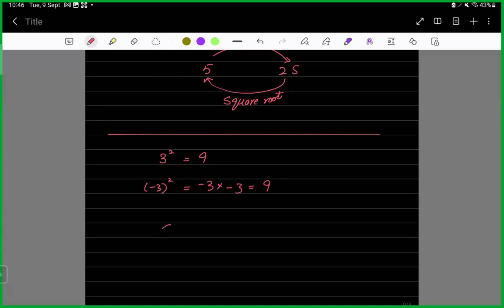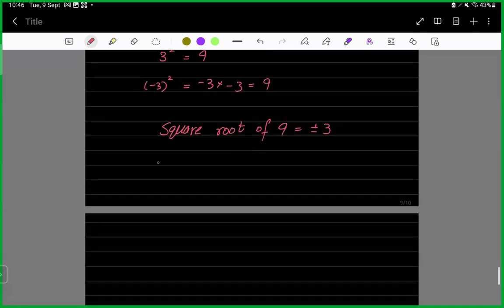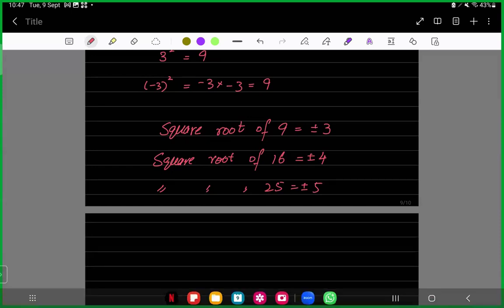So we can say the square root of 9 is plus or minus 3. Similarly, the square root of 16 is plus or minus 4. The square root of 25 is plus or minus 5. Okay.